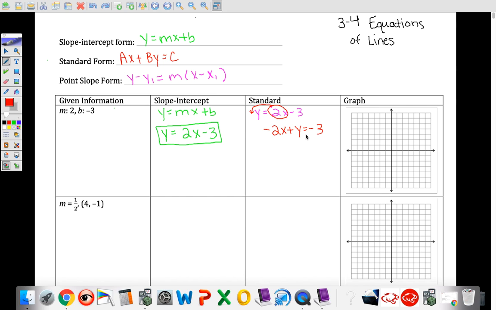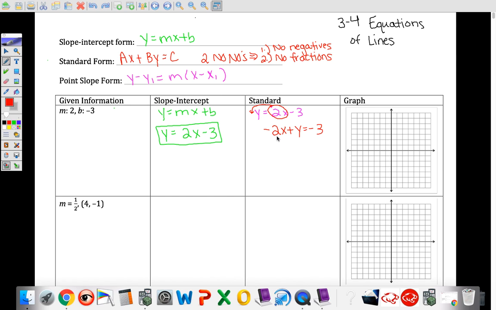You are not done. There are two no-nos, and we're going to write this back up here. I call them no-nos. There are two no-nos when you have standard form. One of them is you can have no negatives. The other one is no fractions. And we're talking about the number in front of the x, the number in front of a. So a cannot be a negative, and it cannot be a fraction.